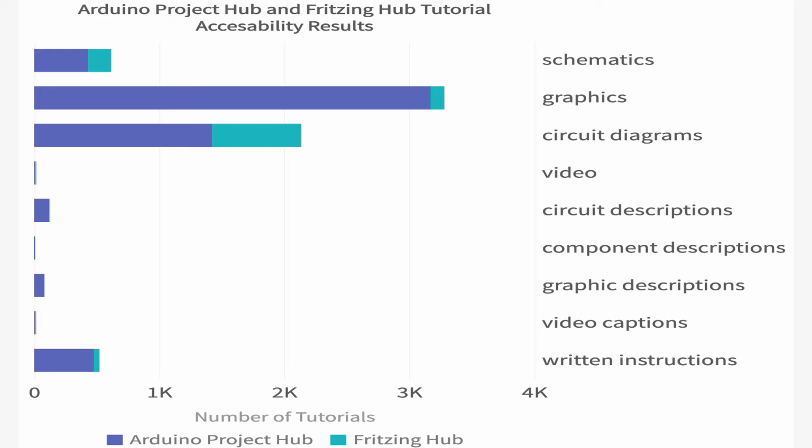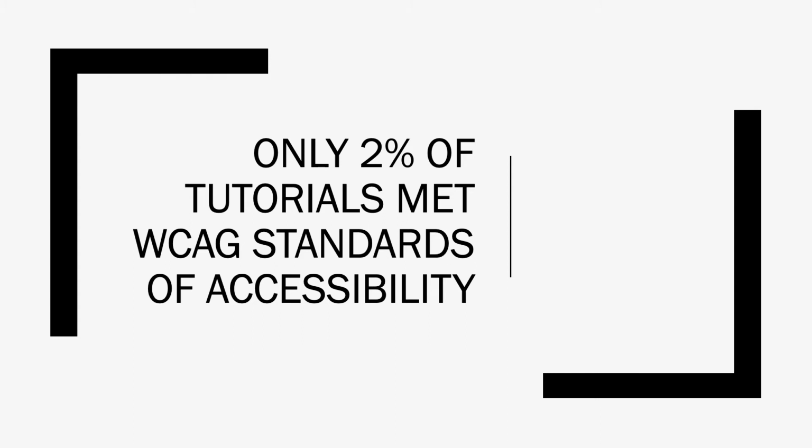For example, we found that a large portion of these tutorials contained visual graphics, but very few actually contained any sort of captions or alternative text to detail what was going on inside these graphics. Many didn't even include step-by-step instructions to allow the completion of the circuit. In fact, only 2% of the tutorials surveyed met WCAG standards of accessibility, indicating a significantly limited accessibility to the majority of these online tutorial platforms.